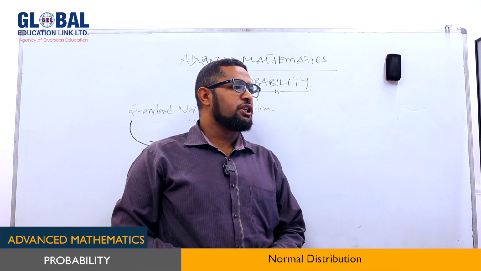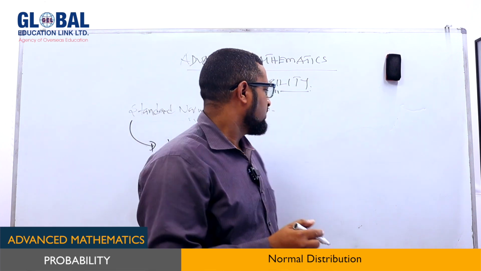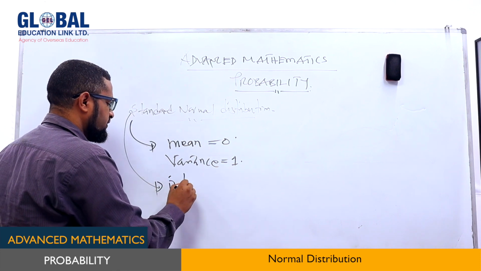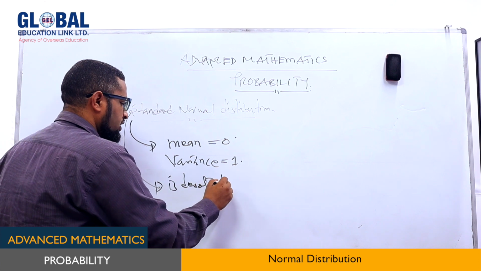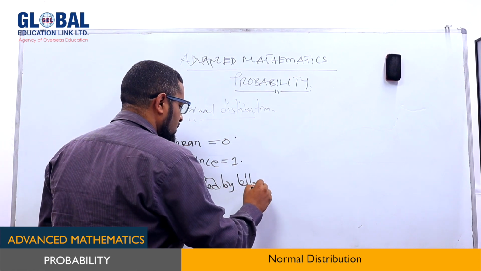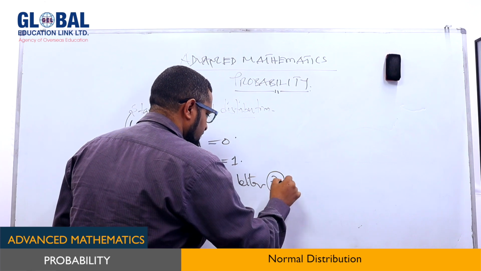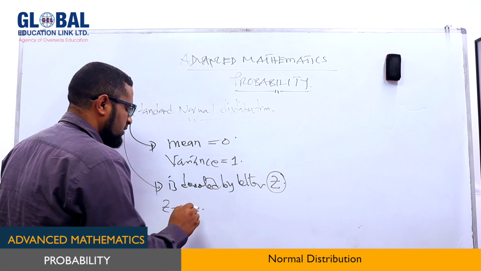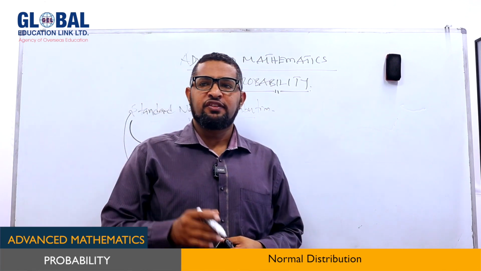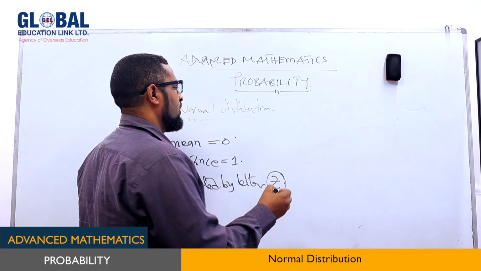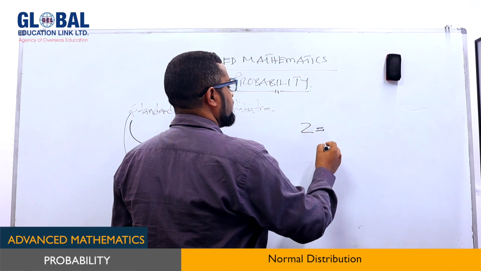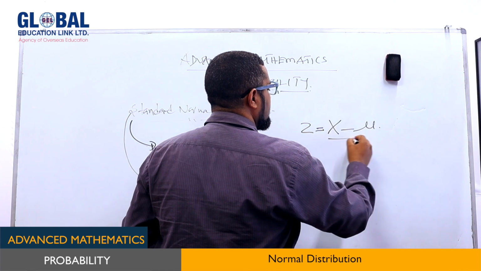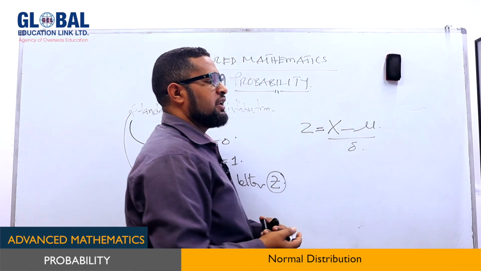Now, the standard normal distribution is denoted by the letter Z, which is named the Z score. This Z score is given by the formula: Z score is equal to the random variable x minus the mean, divided by the standard deviation.